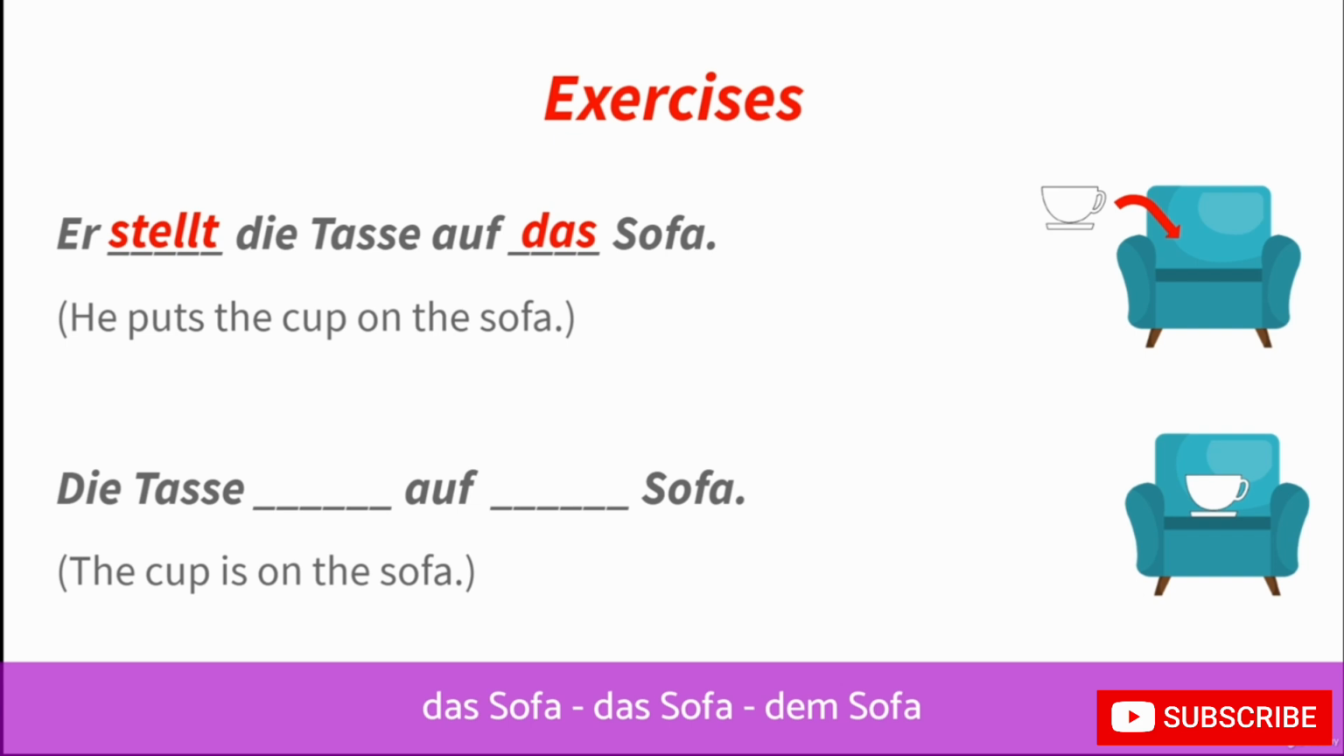The other one, the cup is on the sofa. What do you think is the answer? Steht auf dem Sofa. Why? Because there is a location here. We are giving the location of the object. That's why the question wo must be asked. To answer this question, stehen must be used, which means to be or to stand for dimensional and vertical objects, and after the Wechsel preposition, dative case must be used. Das is dem in dative case. That's why auf dem Sofa.